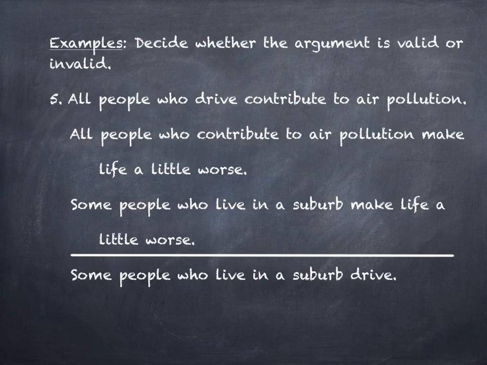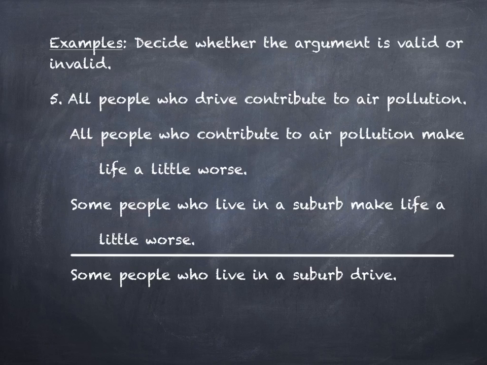Okay? So let's read what these arguments say. We're going to decide if the argument's valid or invalid. It says all people who drive contribute to air pollution. It says all people who contribute to air pollution make life a little worse. It says some people who live in a suburb make life a little worse. And then it says some people who live in a suburb drive. Okay, are you with me? Okay, we're not deciding if the statement's true or false. We're deciding whether the argument is valid, and that is a very different statement.